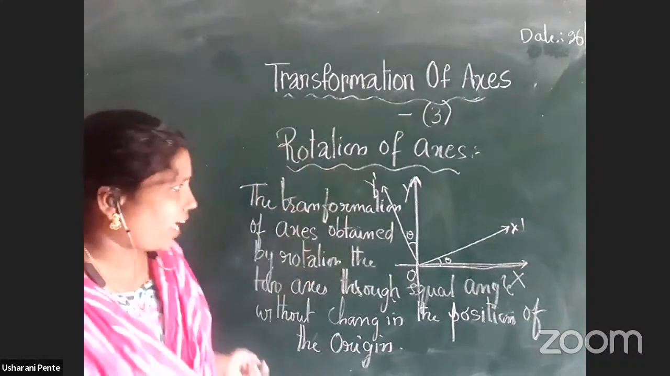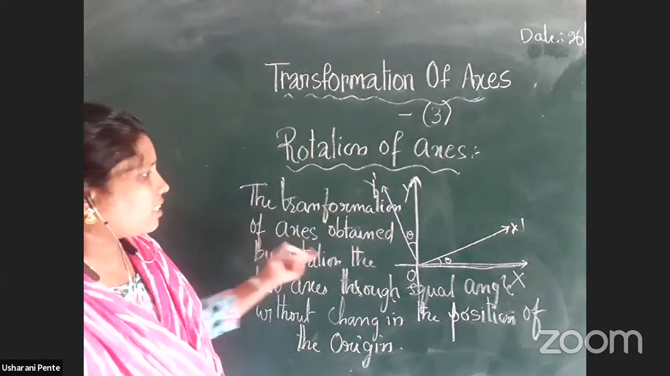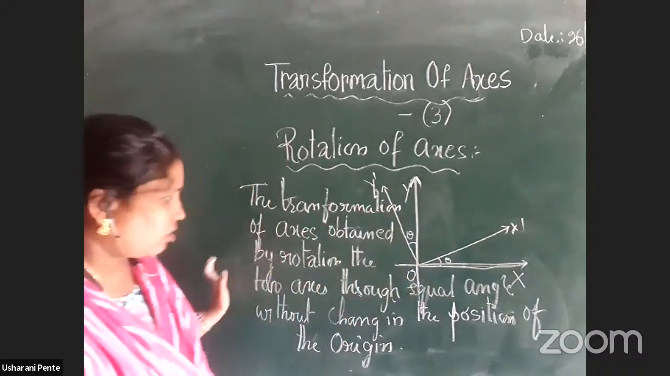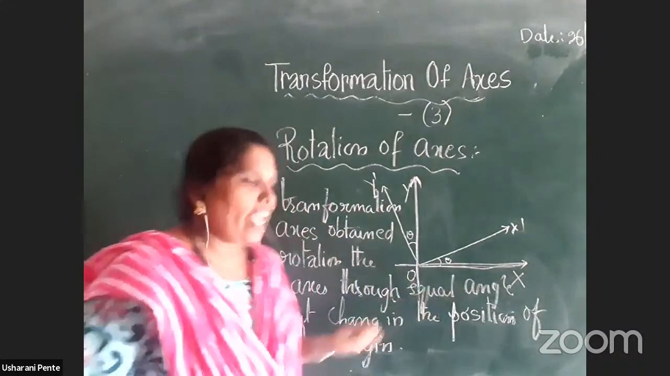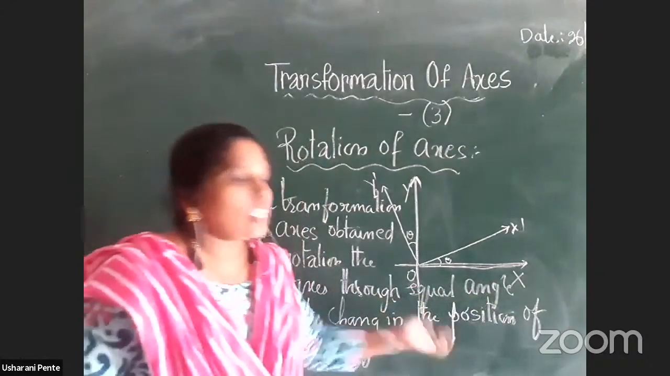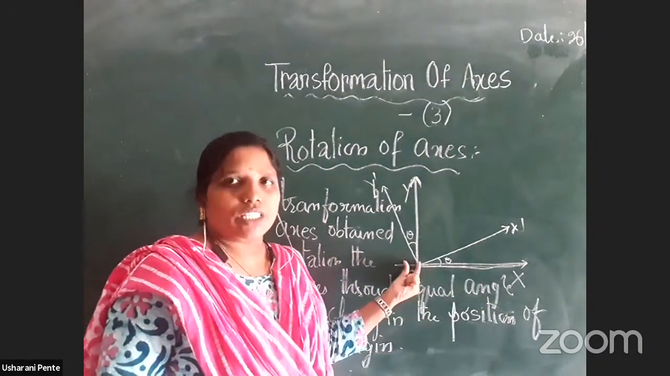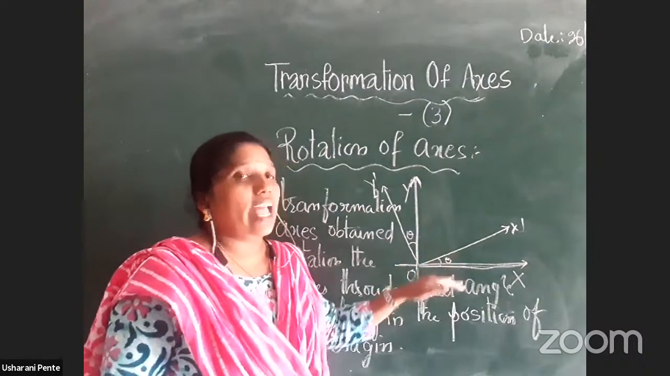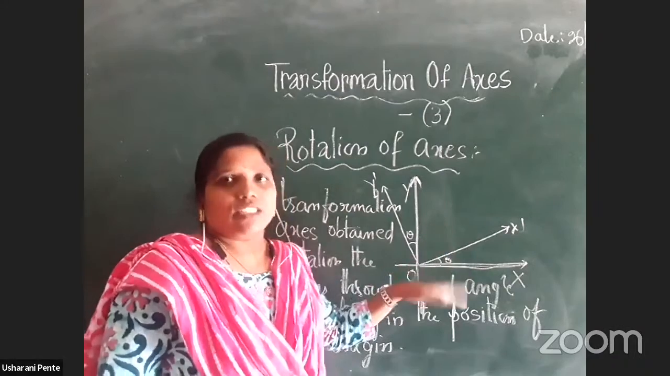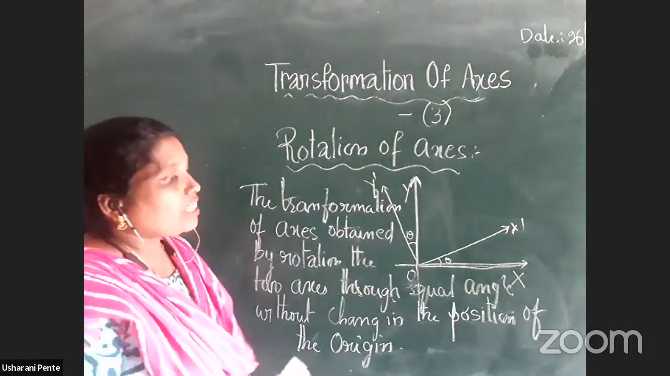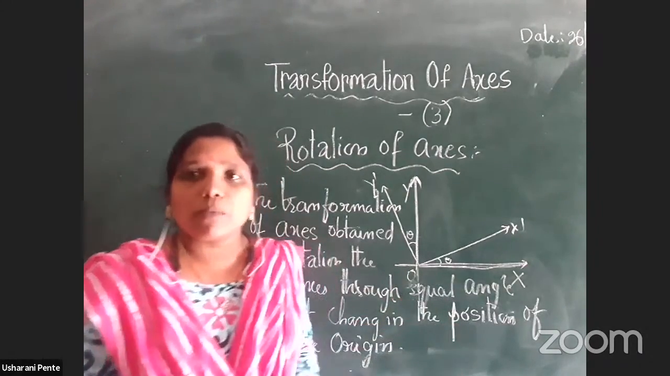What is rotation of axis? The transformation of axis is obtained by the rotation of the two axes through equal angles, without change in the position of the origin. Origin is not changed, origin is fixed over here, but the axes are being rotated. When the axes have been rotated, then what about the coordinates?